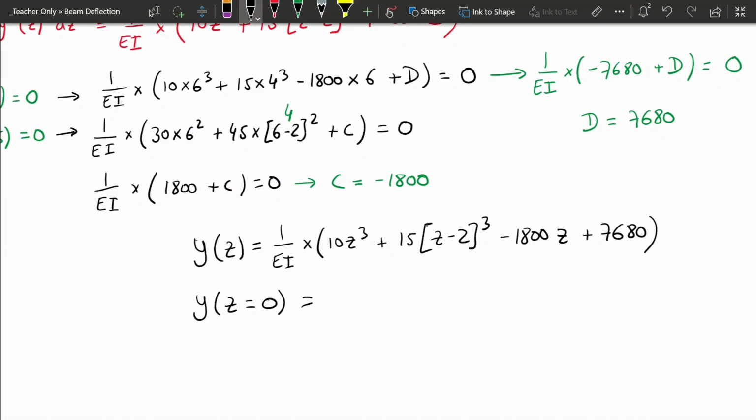So when we replace everything with z equals 0, again, very important, 0 minus 2 is minus 2, but because it's the Macaulay's function, we take this as 0. So what we're going to get is 0 here, 0 here, 0 here, so we just get 7680 divided by EI. And again, the fact that it's positive means it's going to go down. So I'm just going to delete this green part, but please pay attention when you get to this Macaulay's function. Remember that if your values inside the brackets are negative, you take it to be 0.